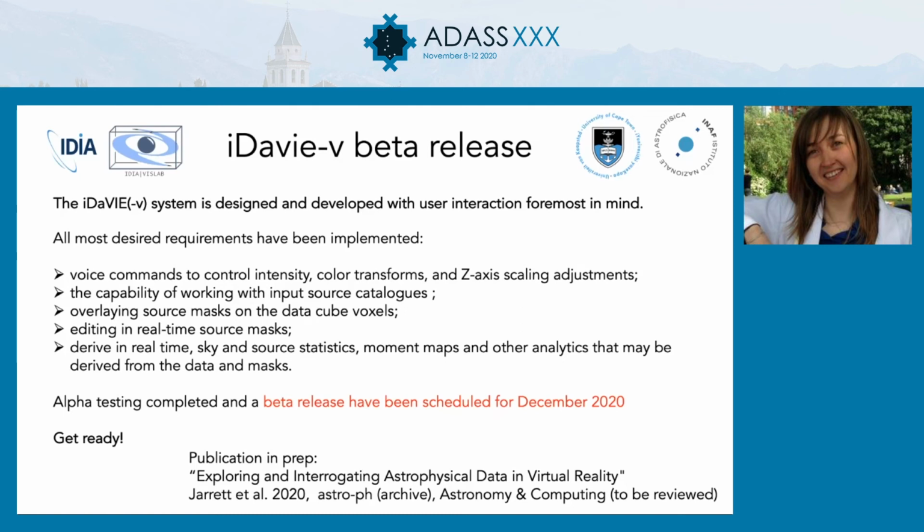The beta release of this software is scheduled for December 2020, and is going to be available to the community, and there will be a publication going with it, which is already in preparation and is going to appear at least on AstroPH when we release the beta. It's not going to be the source code for now, because we still want to be able to spot bugs with more users using it. It's going to be an executable that you can just download and run if you, of course, have a headset and a VR-ready laptop.